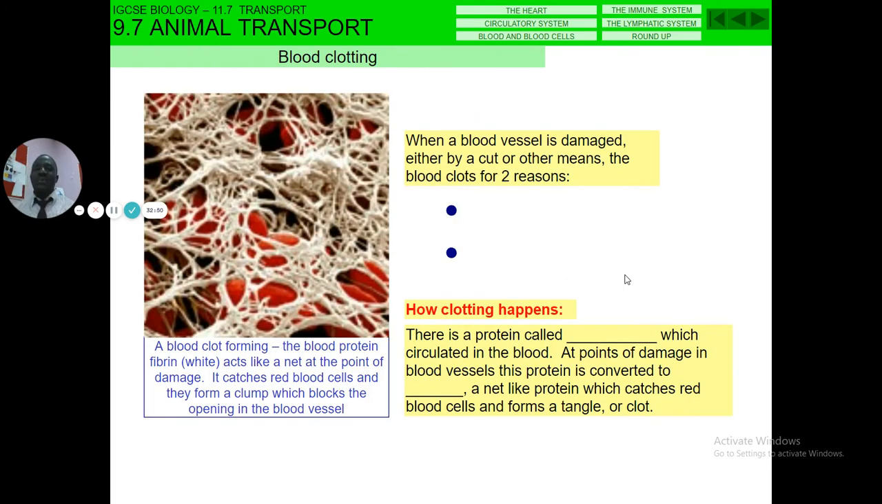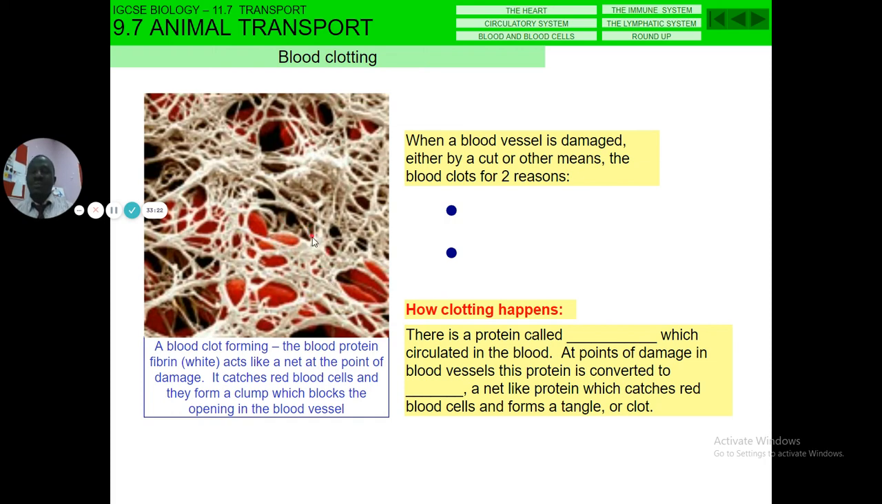So let's talk about blood clotting here, and everyone should be in position to describe blood clotting. If you look at this structure here, we have a group of wire-like structures surrounding this part. This is how our body looks when it has stopped bleeding. So this is called the blood clot.